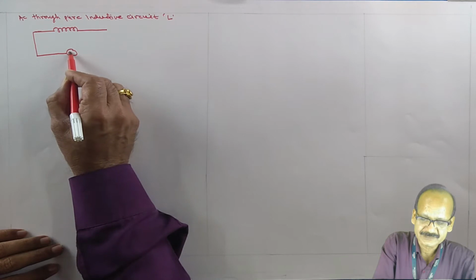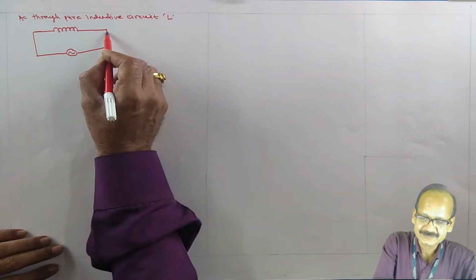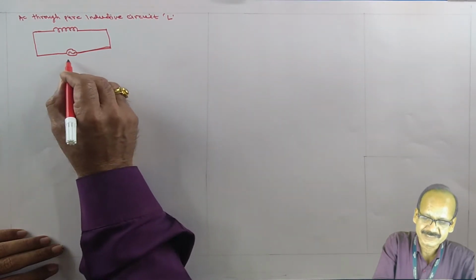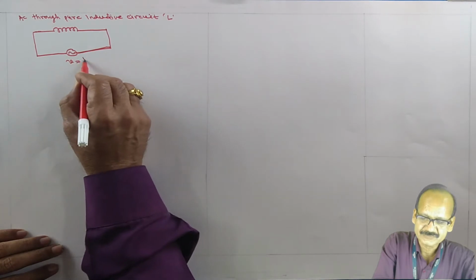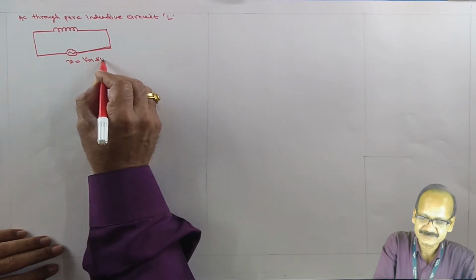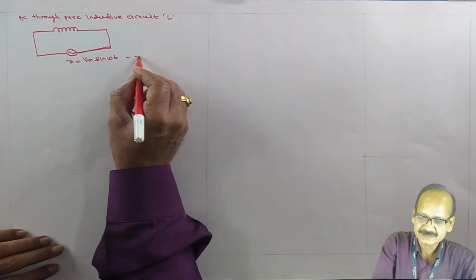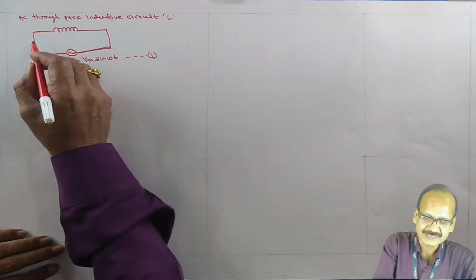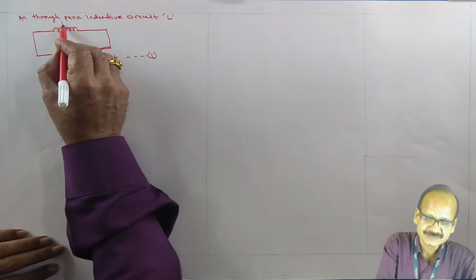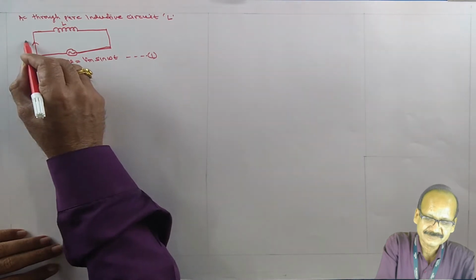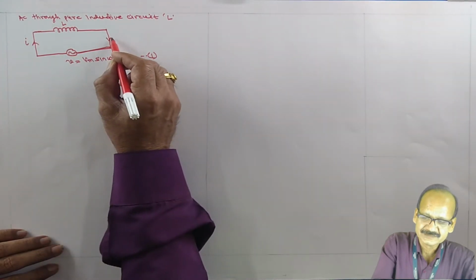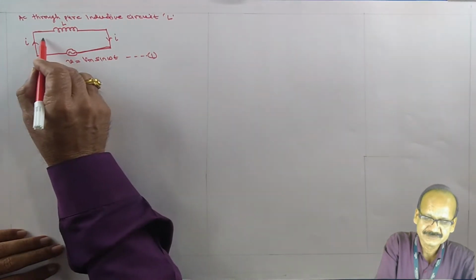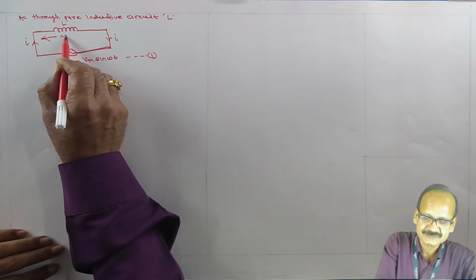as shown in the figure, and let the alternating voltage small v equal to V max sine omega t is applied across your inductance. So this is L, and the current flowing through is small i. The same current is coming out. The voltage drop across this is VL.